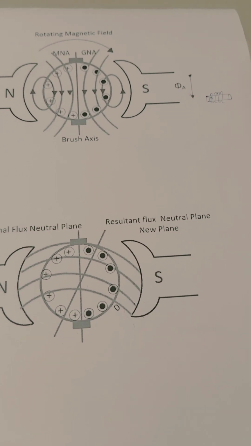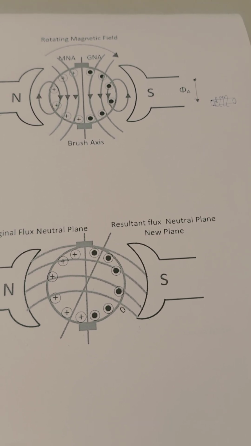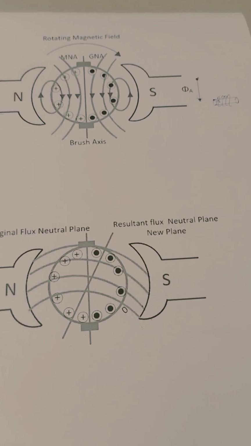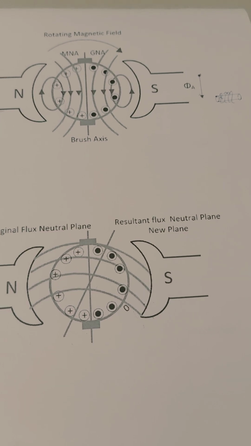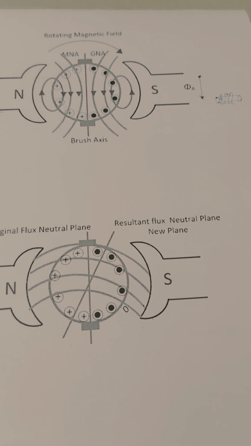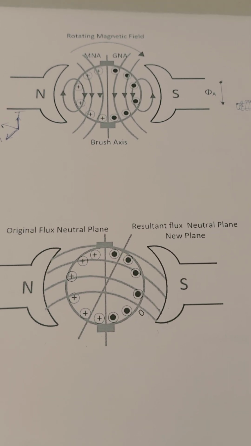The armature reaction induces flux in the neutral zone. This is the other effect of the armature reaction: it induces flux in the neutral zone, and this flux generates a voltage that causes the commutation problem. These are the effects of armature reaction.